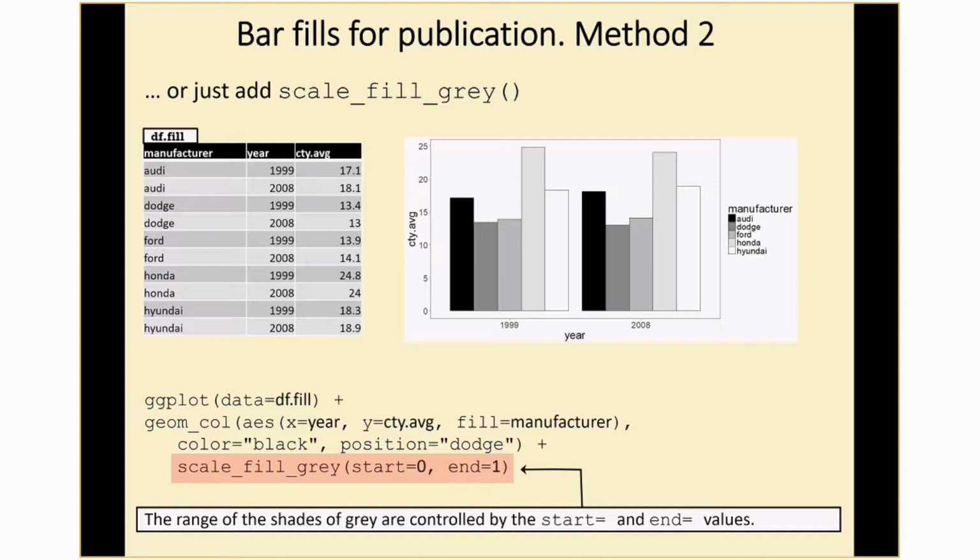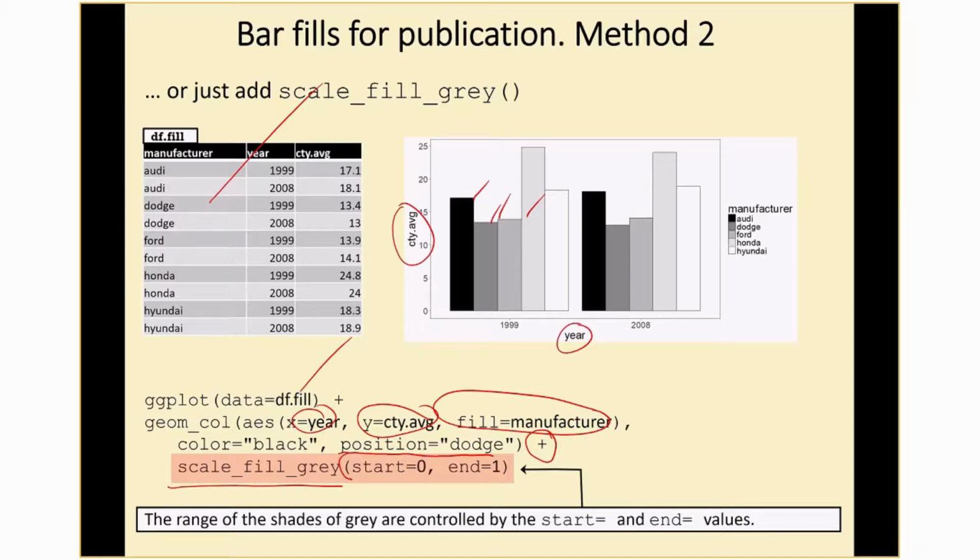So we're going to have this data frame, DF fill. We're going to specify that year goes on the x-axis. City average goes on the y-axis. We fill onto manufacturer. We've got multiple observations for the different years, so we're going to have the position statement, position equals Dodge. But now what we're going to do is we're going to add scale fill gray. And what I've shown here is I've specified starting and ending points, and by specifying a 0 and a 1, the fills are going to go between complete white and complete black.